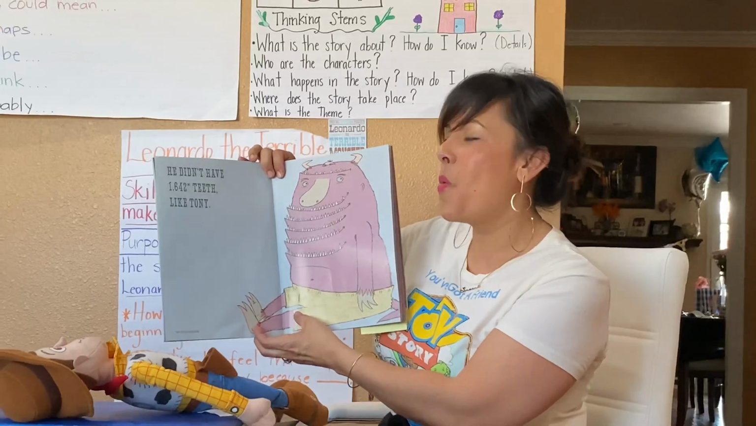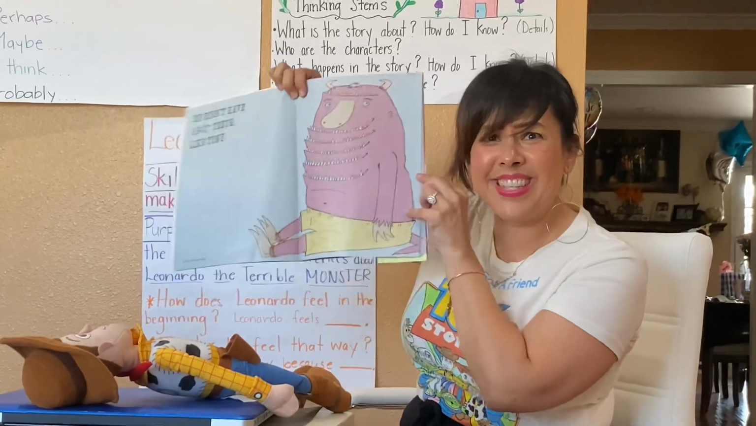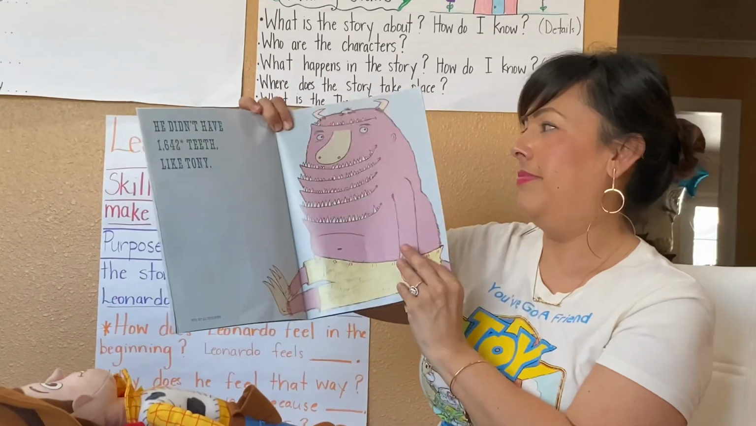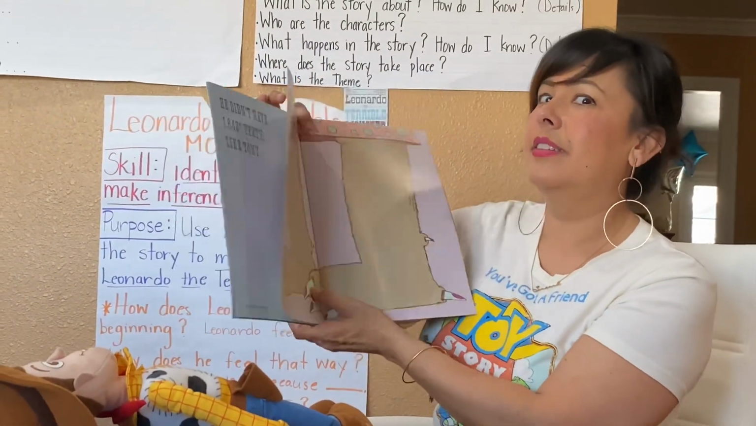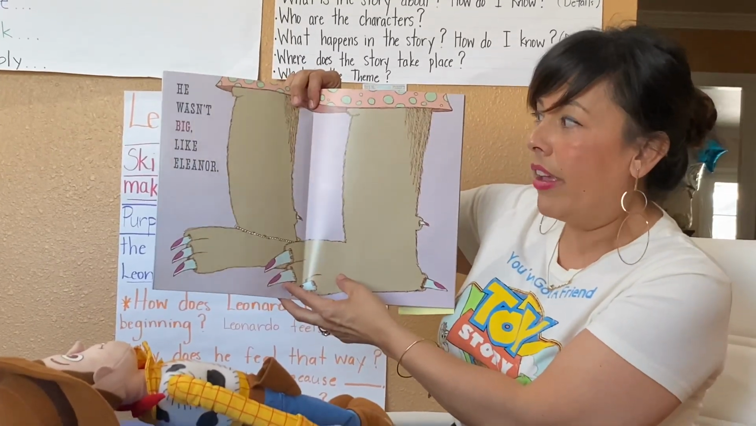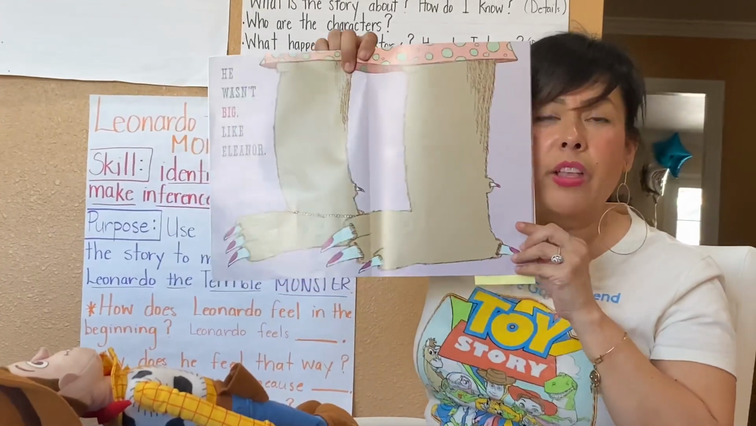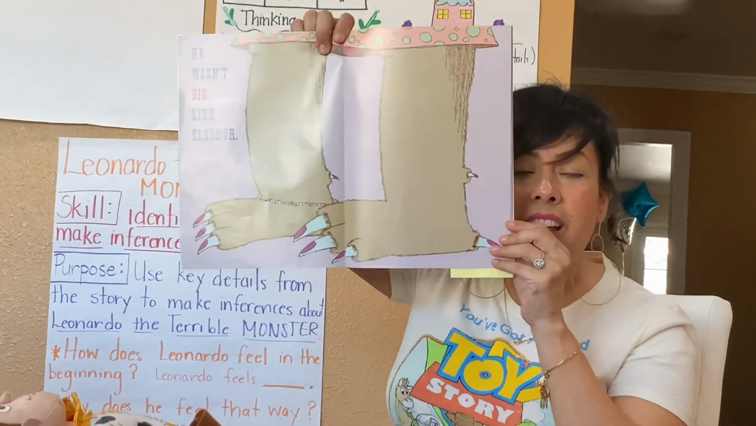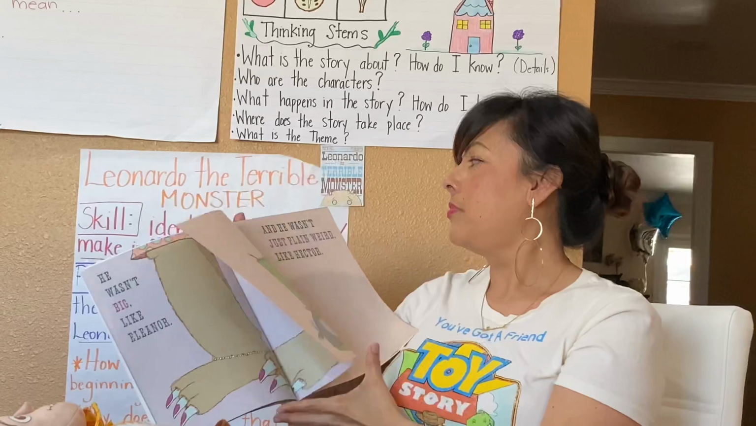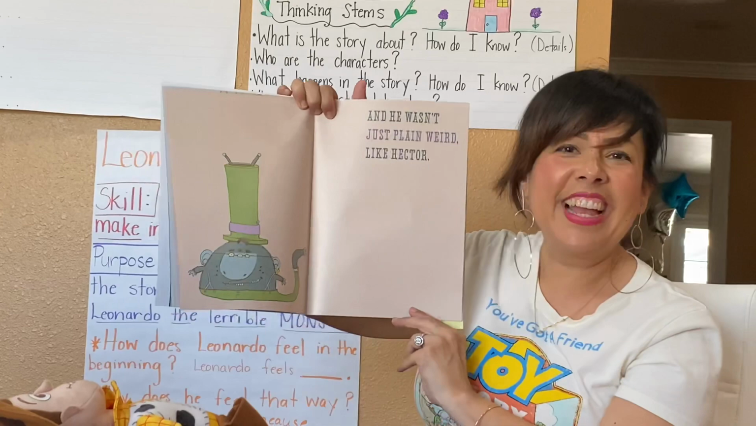He didn't have 1,642 teeth like Tony. Look at Tony. My goodness, look at all those teeth. Tony's a big guy. He wasn't, oh, I said big too soon. Look at that. He wasn't big like Eleanor. Wow, Eleanor's huge. Look at her feet. Jeez, imagine her body. And he wasn't just plain weird like Hector. Oh, look at Hector. Hector's a little weird.